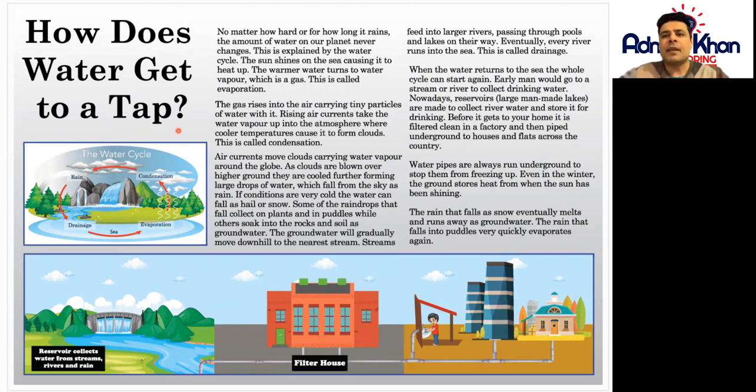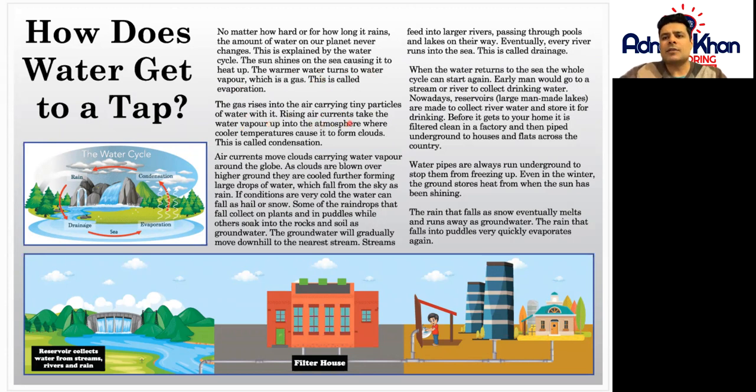It's very interesting. No matter how hard or for how long it rains, the amount of water on our planet never changes. This is explained by the water cycle. So this is the water cycle on the left-hand side. The sun shines on the sea, causing it to heat up. The warmer water turns to water vapor, which is a gas. This is called evaporation. The gas rises into the air, carrying tiny particles of water with it.